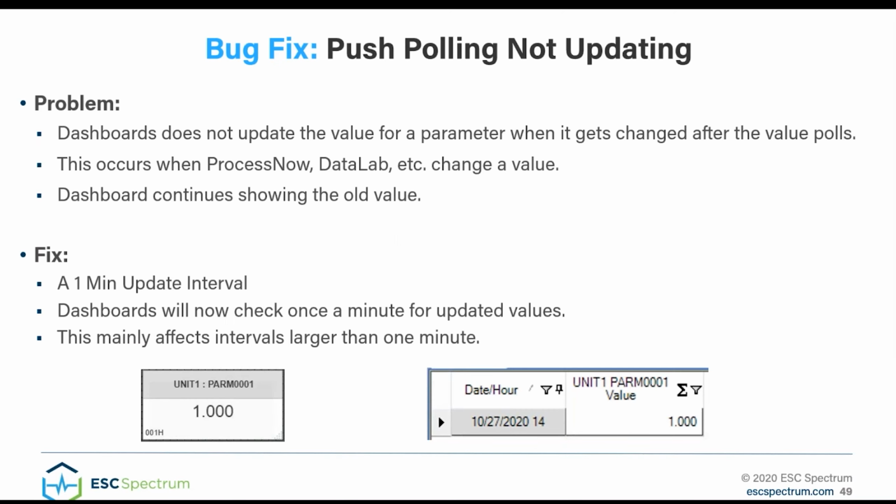Dashboards. Push polling not updating. The problem was the dashboards did not update the value for a parameter when it got changed after the value polled. And this occurred when Process Now, Data Lab, etc. changed a value. The dashboard continued to show the old value. So the fix is a 1-minute update interval. Dashboards will now check once a minute for updated values. And this mainly affects intervals larger than 1 minute.